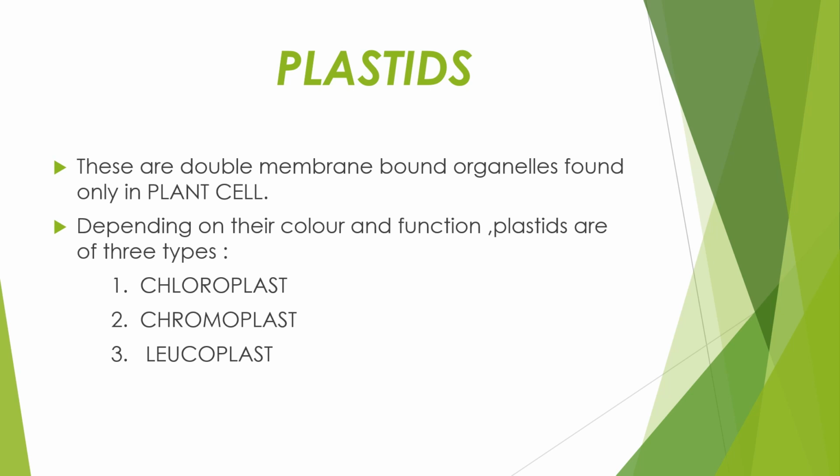plastids are classified. First of all, what is plastid? Plastid is a cell organelle which is found only in the plant cell. First thing. Second thing, it is a double membrane bound organelle. Third thing, it contains various types of pigment. And depending upon that pigment, plastids are classified into three types, depending upon the color and the function also. Now what are those three types? Chloroplast, chromoplast, and leucoplast.